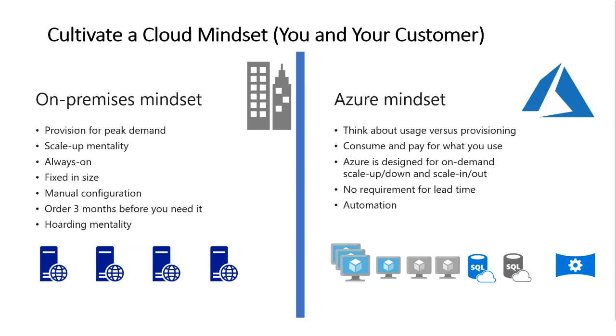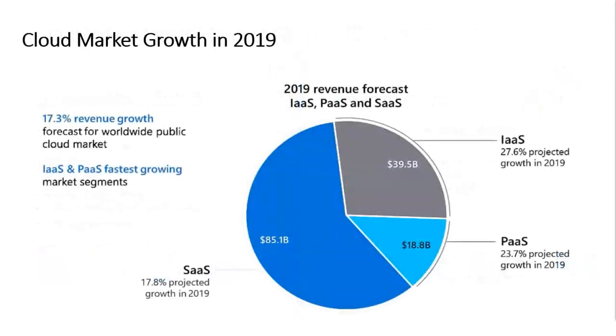This gives you the ability to automate and quickly develop processes to deliver the product to your customer as well. That's the main ideas around that. This is a graph of the 2019 revenue forecast for cloud consumption. In 2019, there's a projected forecast of 17.3% revenue growth across all industries, with software as a service being the biggest chunk of the pie, and IaaS and PaaS sort of taking up the other half of that pie.